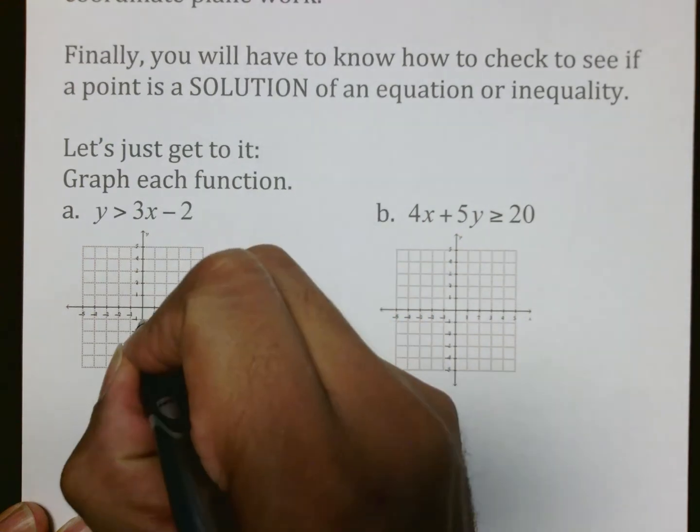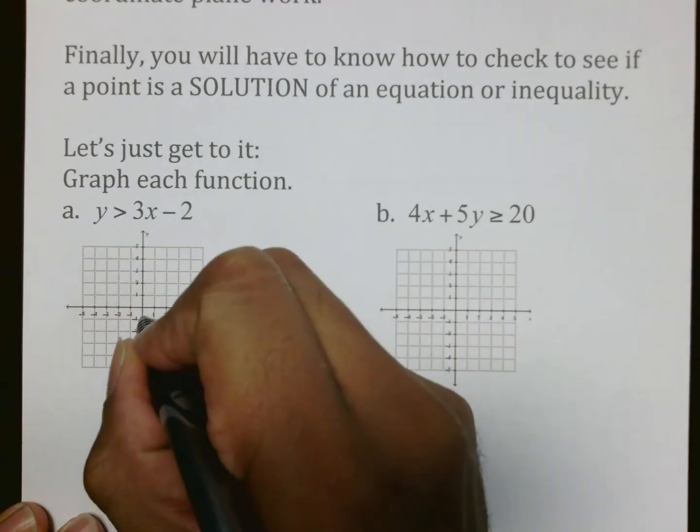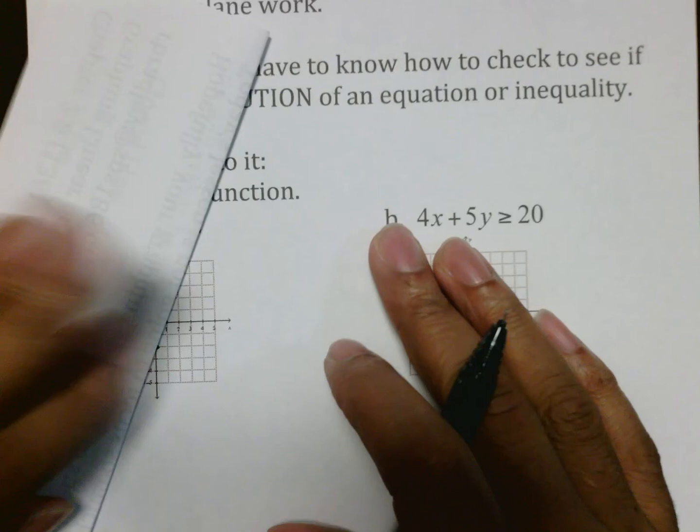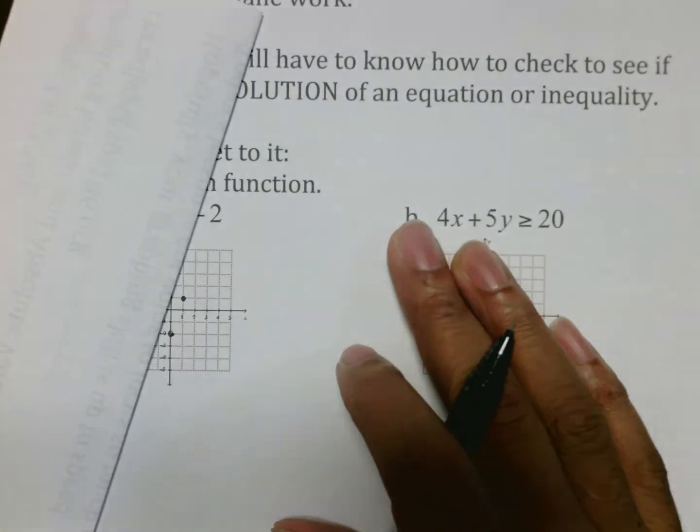So -2 means go down 2. 3 means go up 3 over 1. We do probably want a straight edge, so I'm going to take a piece of paper, as you can also do. Fold it a couple times. Excuse me for a second, it takes me a while to fold things. And then draw your line. Now in this case it has to go all the way across because we're shading.